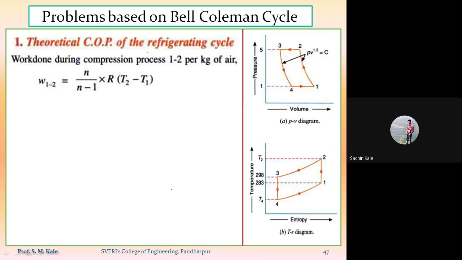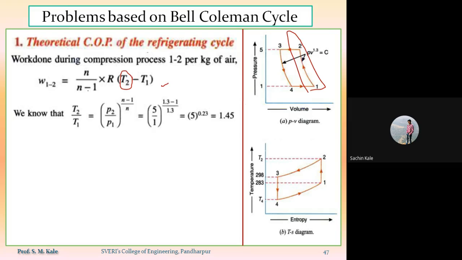The first one is the easier one, so you can use any one method. So here, first of all, I will calculate the value of W1 to 2, that is the work done during the process 1 to 2. So the formula will be this formula. In this formula the value of T2 is unknown. The value of T2 is not known to us. So to calculate the value of T2, as we know that T2 by T1 is equal to P2 by P1 raised to n-1 upon n, by putting this I will get the ratio for T2 by T1, and as I know the value of T1, the value of T1 is nothing but 283 Kelvin.